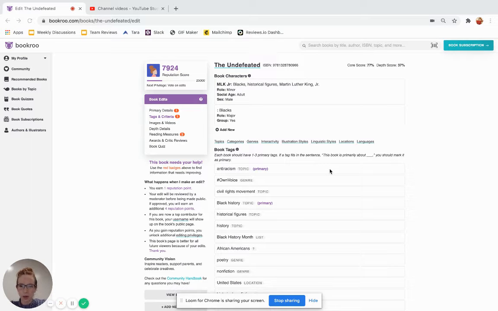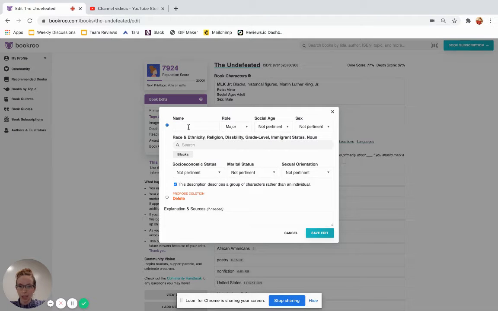Okay, great. So now I want to talk to you about tagging specific people in character tags. As an example, the book The Undefeated by Kwame Alexander and illustrated by Kadir Nelson. It's primarily about Blacks as a group. So we have this group we've created here. It doesn't need a name, it's optional. The thing binding them together as a group is that they're all Black. And then we've marked the group tag. So this is primarily about a group of Black characters.